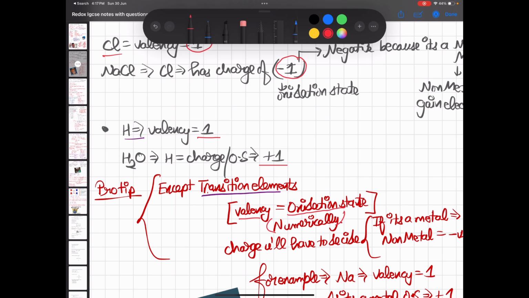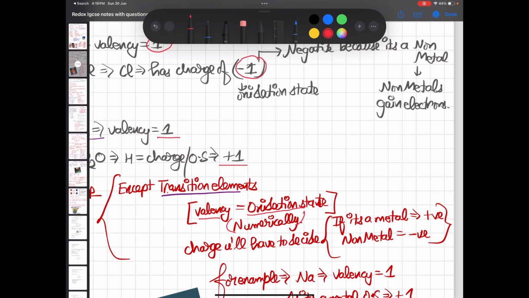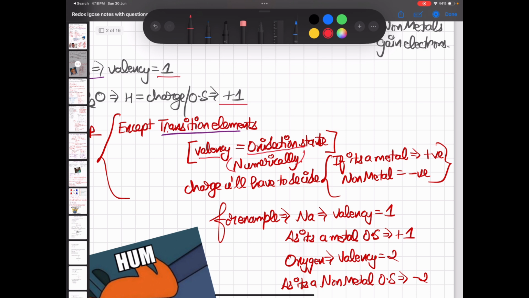How can you decide? If it is a metal, charge will be positive because metals want to lose electrons. And when there is loss of electrons, positive charge builds up. And if it is a non-metal, it will be a negative charge. For example, we discussed Na. Na belongs to group 1, so valency is 1. Now, how to figure out its oxidation state? It's a metal, charge will be positive, and it wants to lose 1 electron, so plus 1.